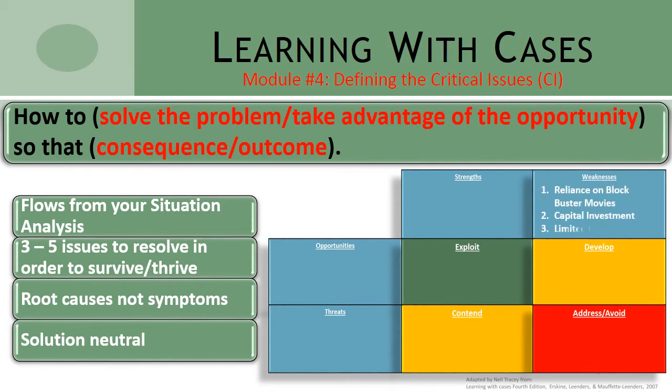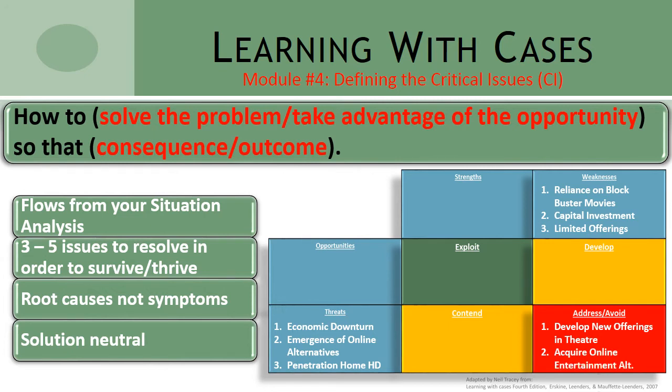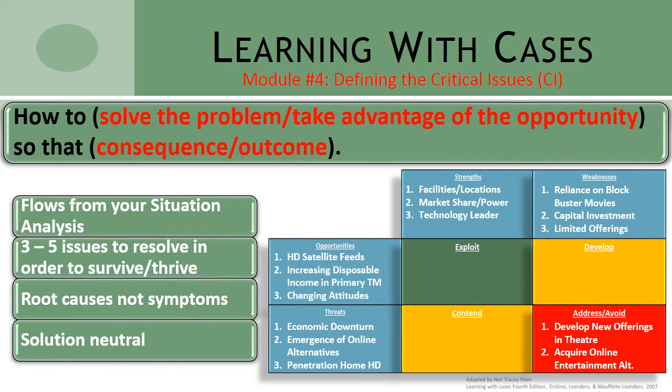Continuing with the Cineplex Entertainment example from our previous tutorials, we might identify the following weaknesses and threats. In analyzing these weaknesses and threats, we might develop the following critical threats for Sarah and Cineplex to either address or avoid. Based on our in-depth analysis and reading of the case, we might also identify the following strengths and opportunities. In analyzing the strengths and opportunities, we might develop the following critical opportunities that we want to exploit in order to achieve our definition of success.